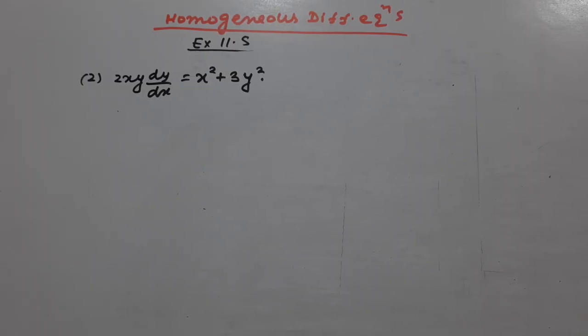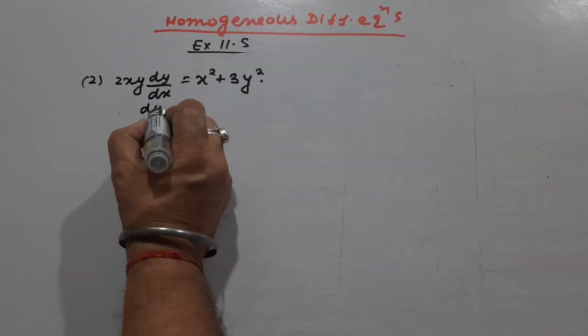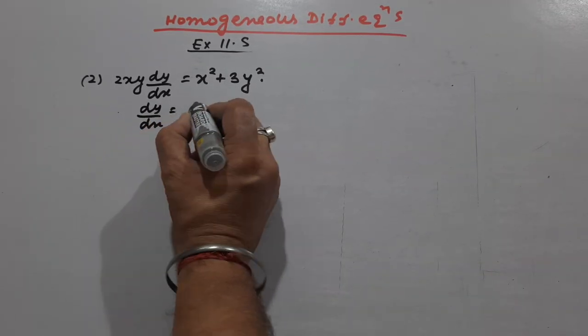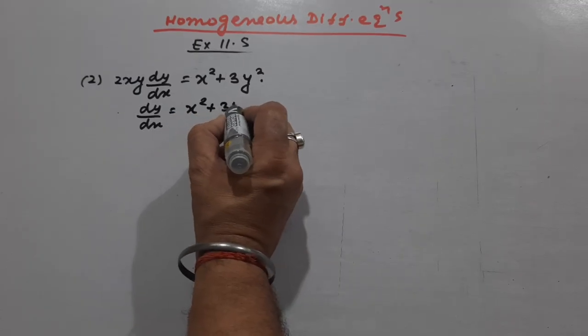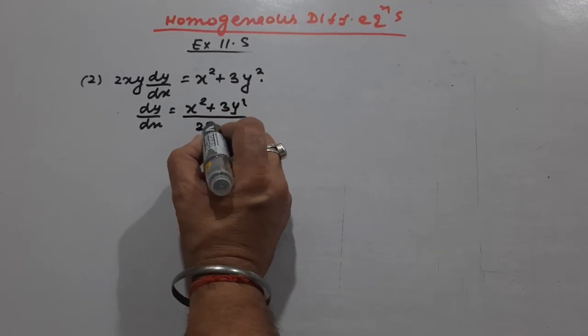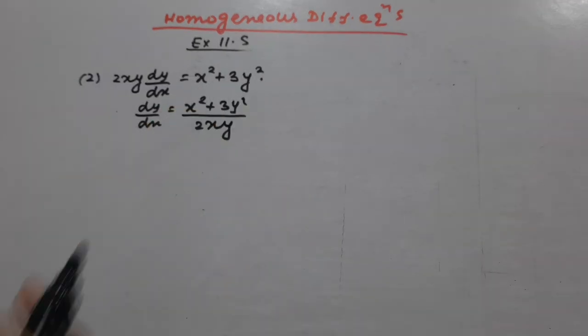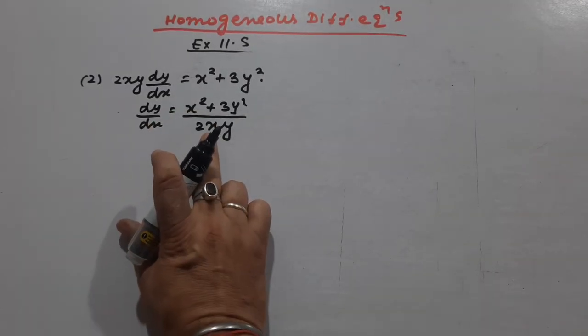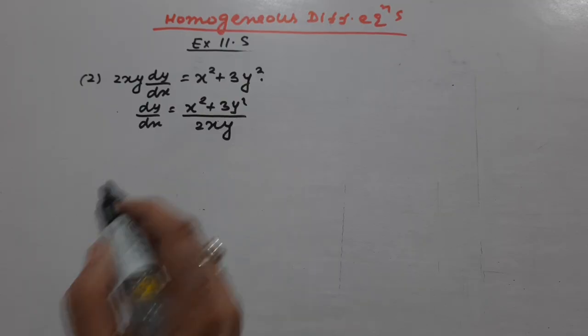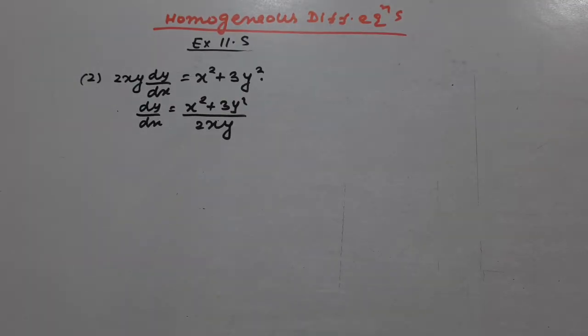Now students, in the exam we have to identify the type, whether it is simply variable separable, or it is homogeneous, or it is a linear differential equation. So first of all, I write dy upon dx equals x square plus 3y square upon 2xy, like this. Now here in the numerator, the degree of x is 2, the degree of y is 2, and in the denominator we have xy, so 1 plus 1 is also 2. So throughout we have the power of x and y as 2.